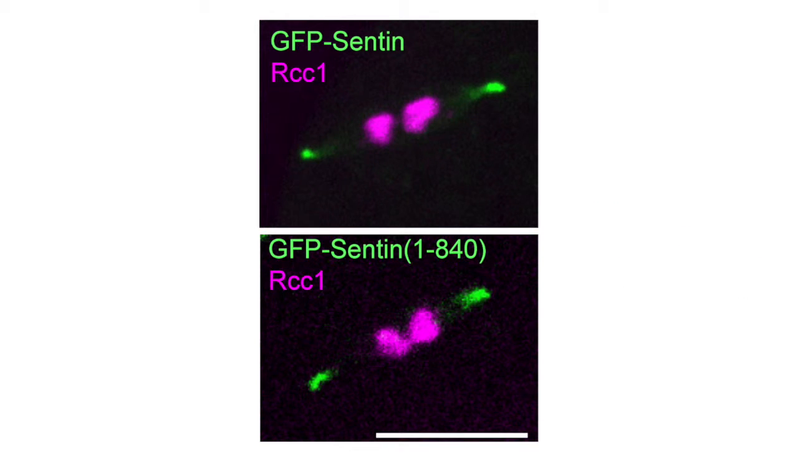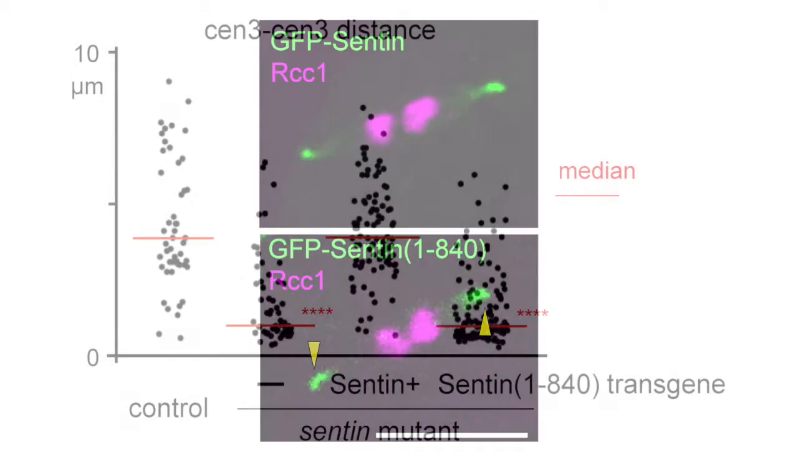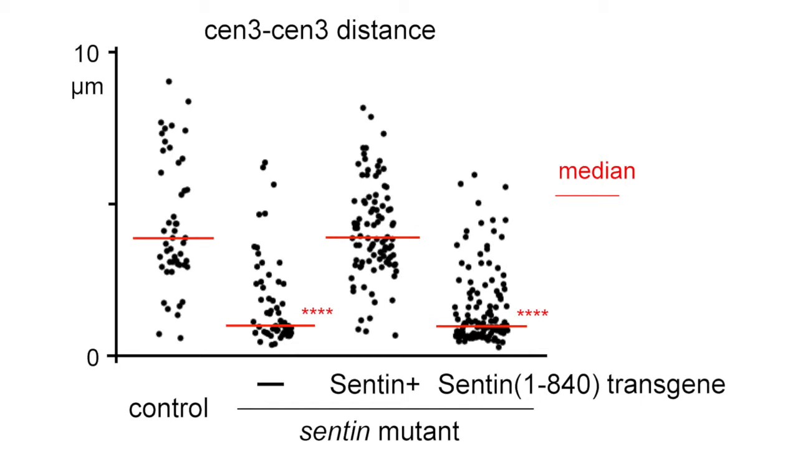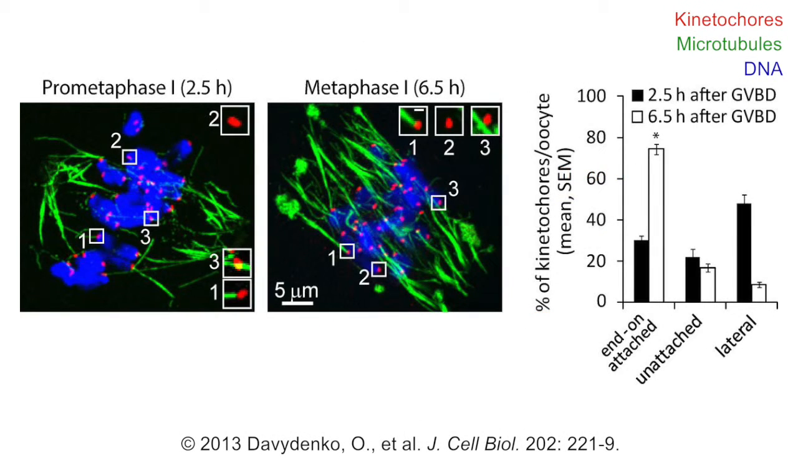In support of this idea, though, a truncated version of Sentin unable to bind to EB1 still localized to spindle poles, but was unable to rescue the phenotype of Sentin mutant oocytes, indicating that Sentin functions at microtubule plus ends to delay the formation of stable kinetochore microtubule attachments before spindle bipolarization. Mouse oocytes effect a similar delay by phosphoregulating kinetochore proteins, though it remains to be seen if they also regulate microtubule dynamics through a Sentin-like protein.